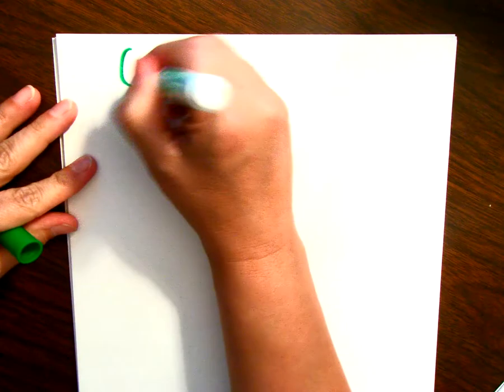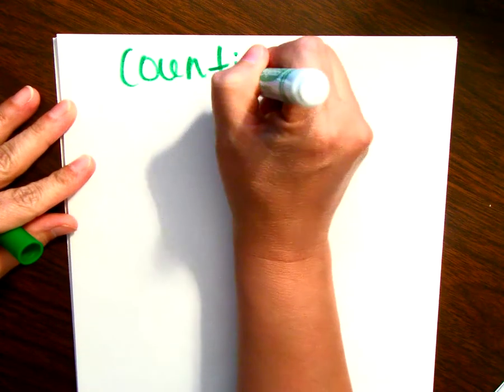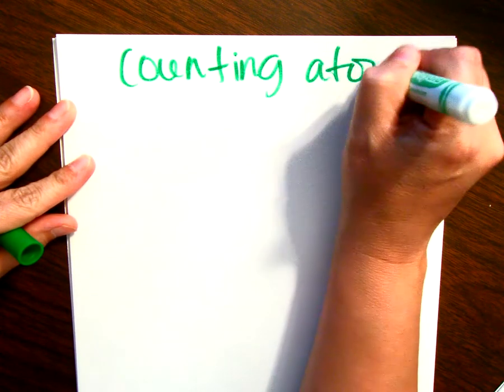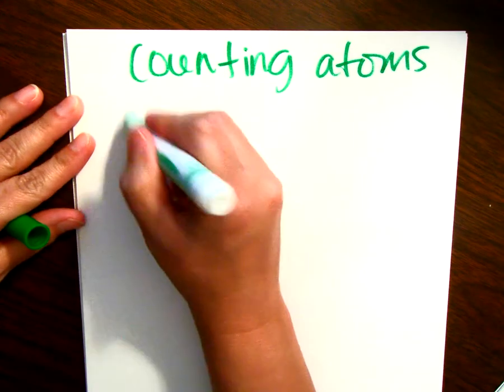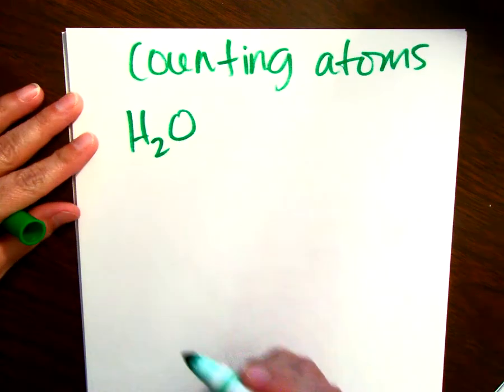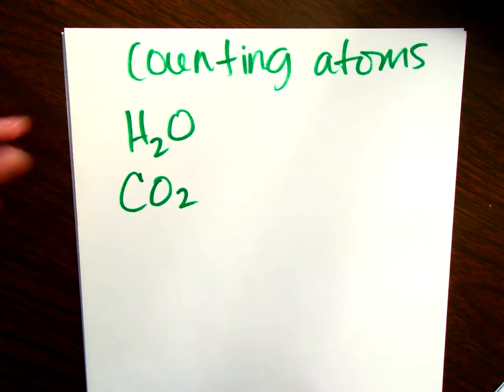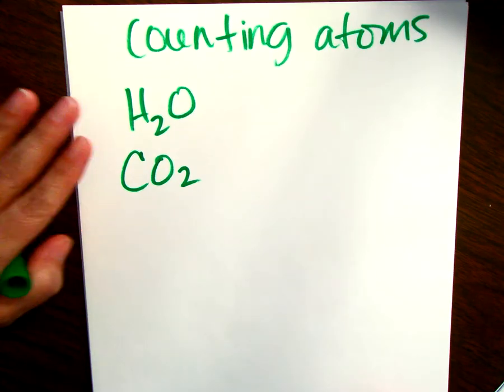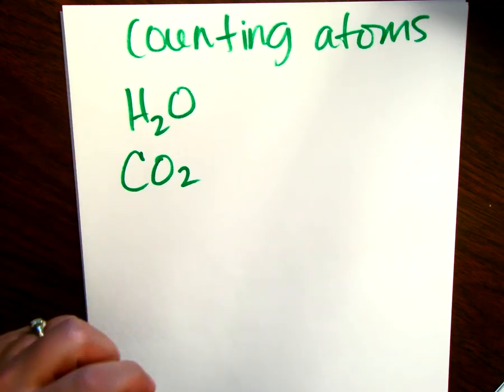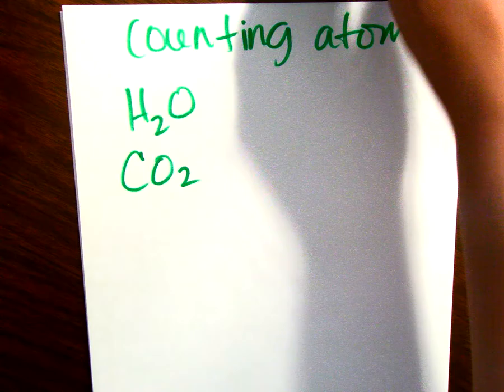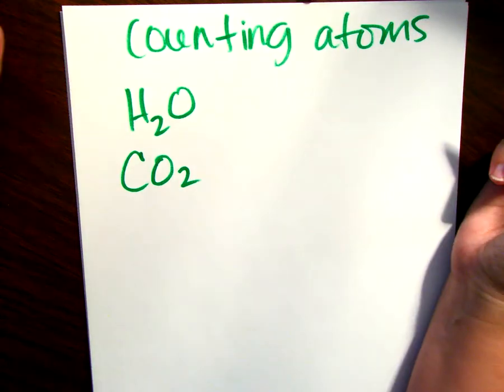Okay, so you've recently learned how to count atoms. I just want to do a little recap on counting atoms. So let's say we have a water molecule. Let's say we have a carbon dioxide molecule. All a molecule is, is more than one atom bonded together.